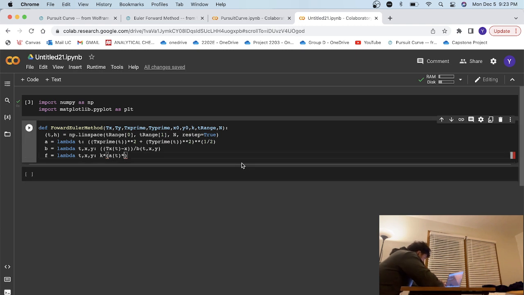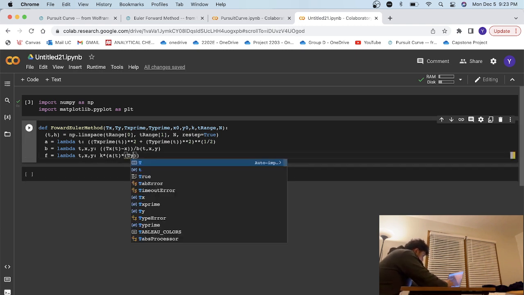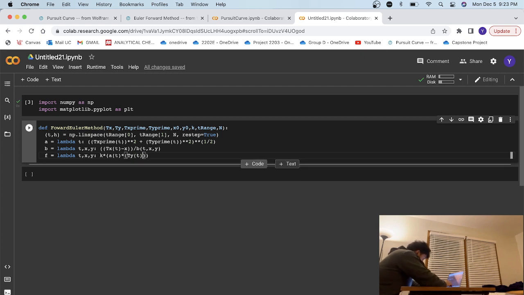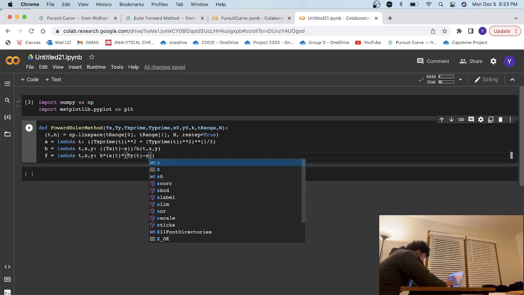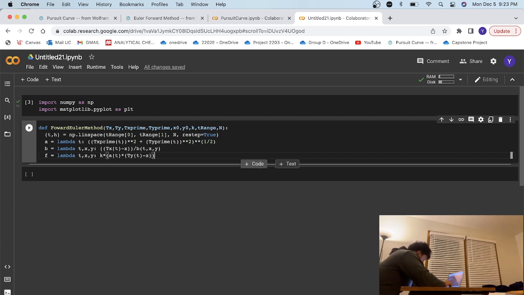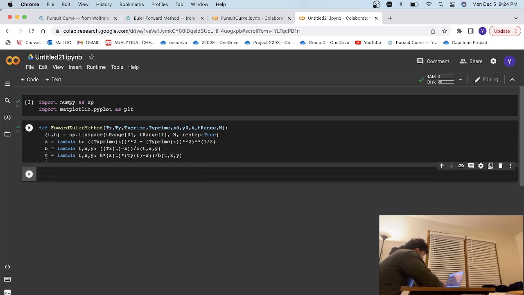Okay, parentheses here, t of y(t) minus x, divided by b(t, x, y). So we're going to have f as a function of t, x, and y: k multiplied by a(t) multiplied by (t of y(t) minus x), divided by b(t, x, y).